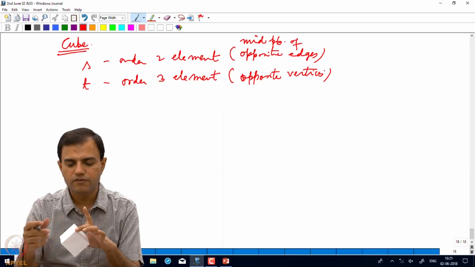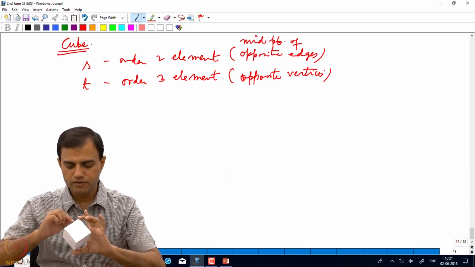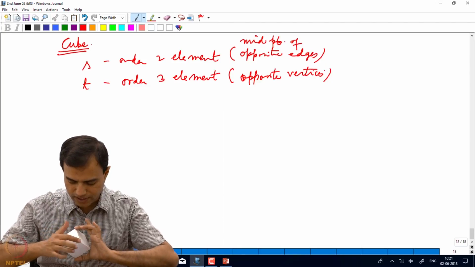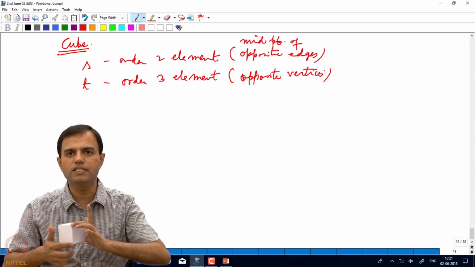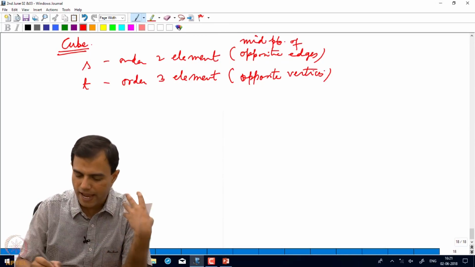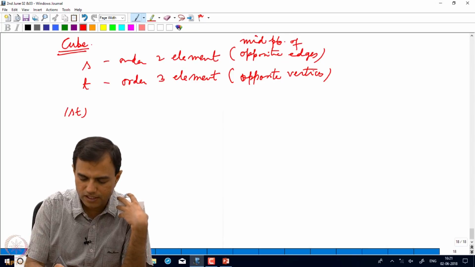Yeah, you can see from here, from the top if I look, there are 3 edges which are going, so just rotate these edges among themselves, and that's how you will get an order 3 element. And now the question is, what is ST?